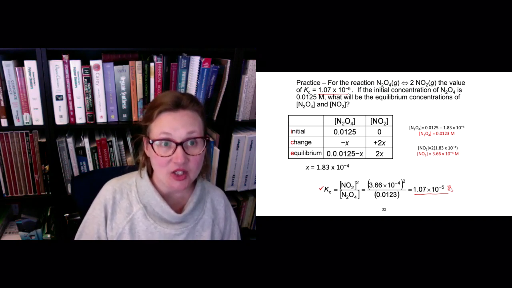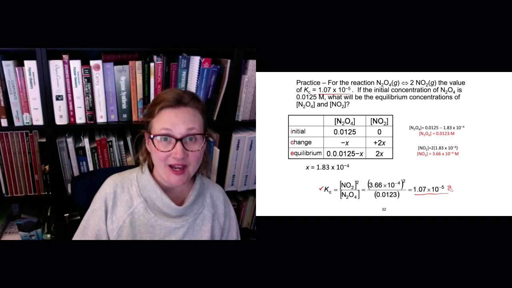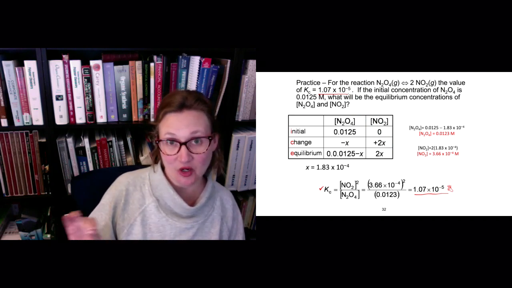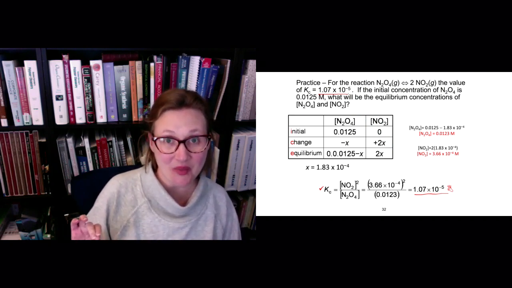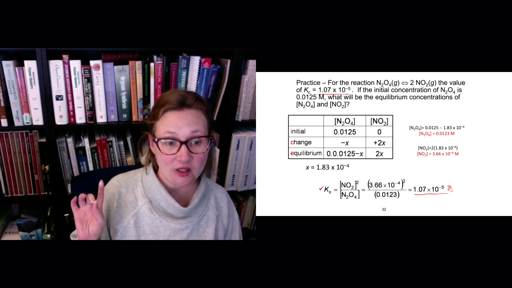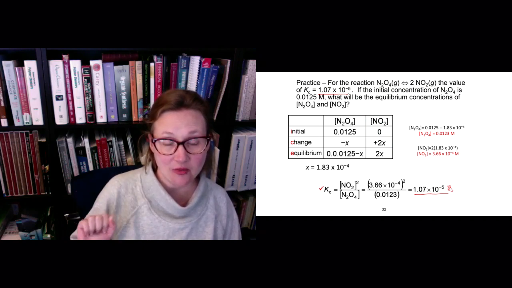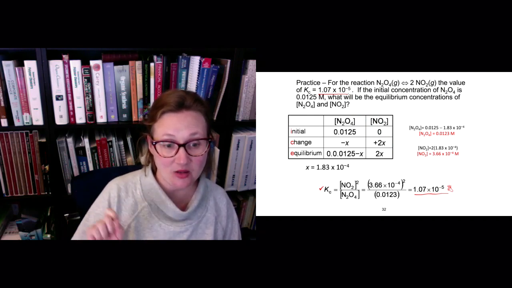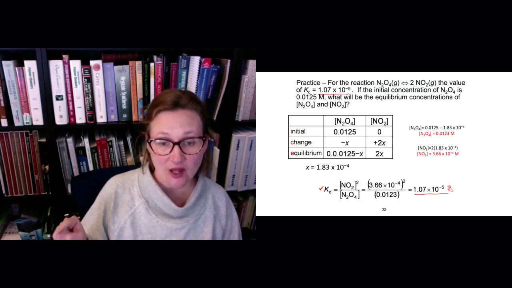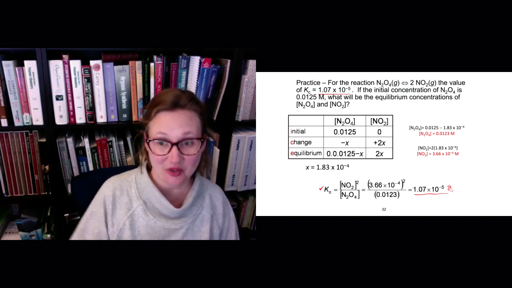So even with the approximation, it's good. We showed that with the approximation and without the approximation, they were essentially the same number. And then after we found our equilibrium concentrations and put them back into the Kc expression, we find that our Kc's match. So we're good.